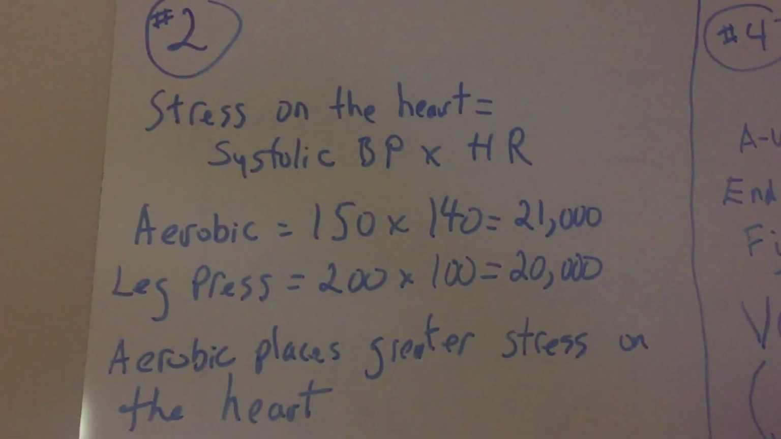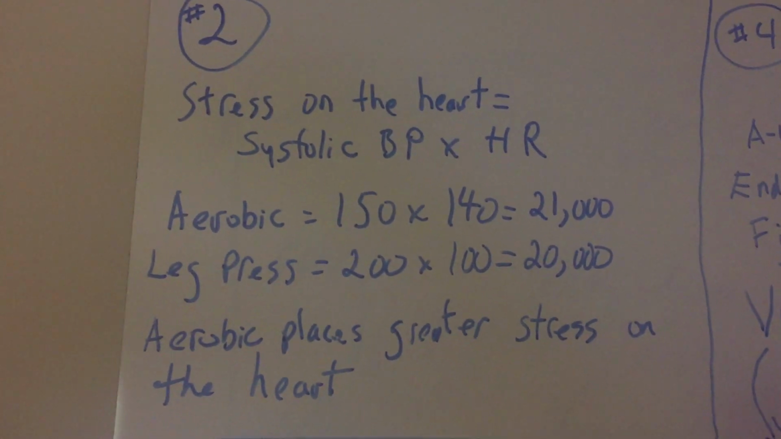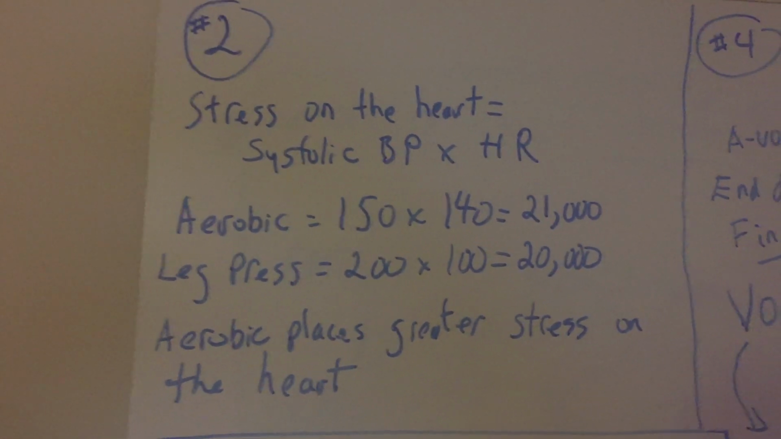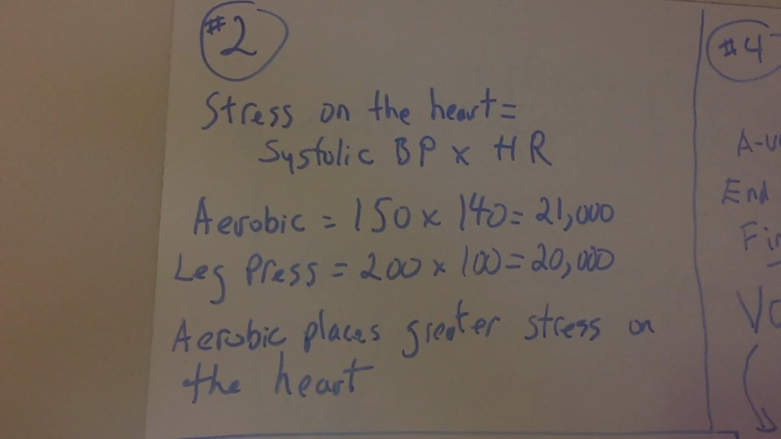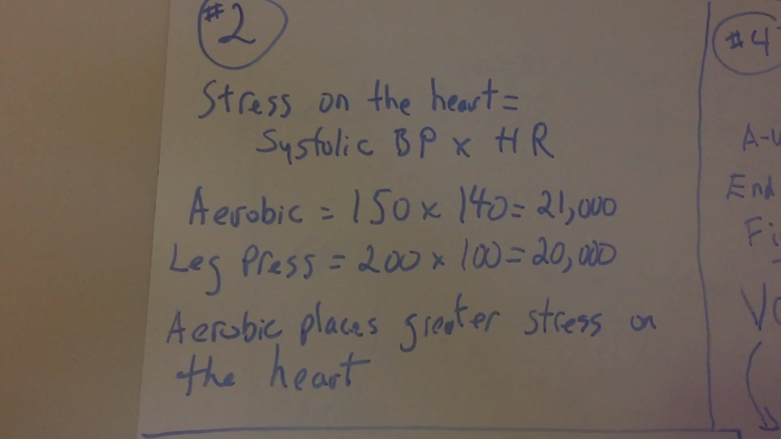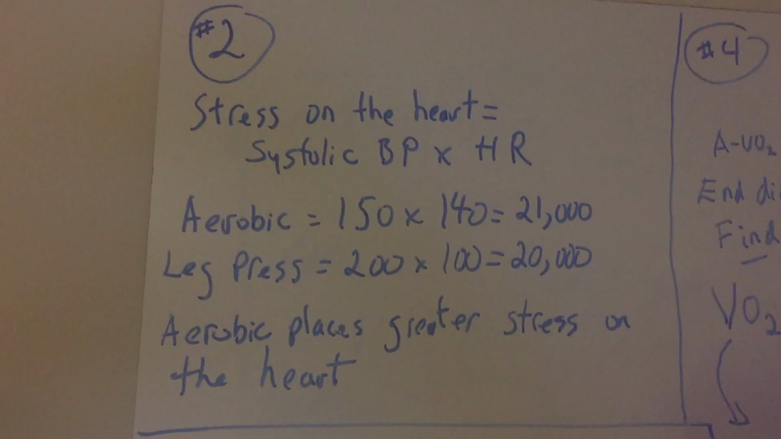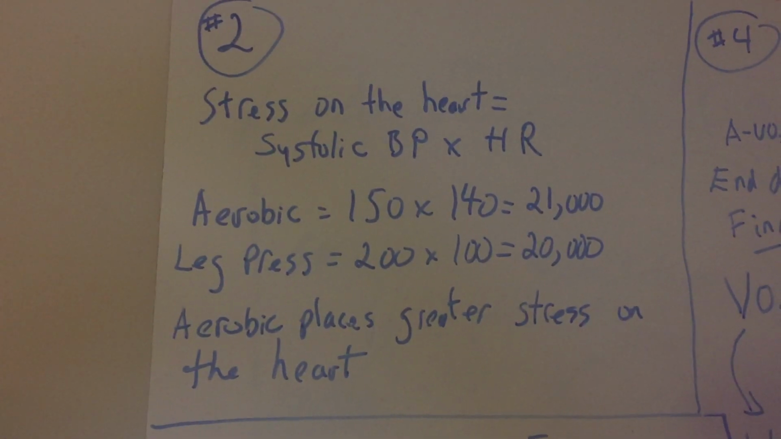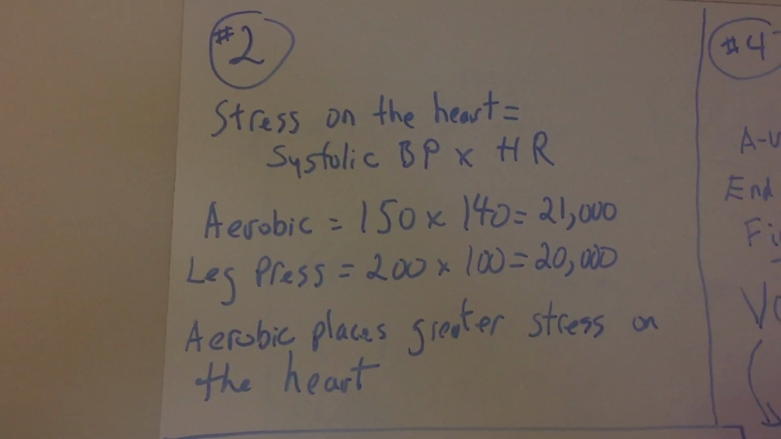So that first question asked about stress on the heart. And to determine the answer here, you have to determine what's called the rate pressure product, which is your systolic blood pressure multiplied by your heart rate. So you can see in the aerobic exercise session that Sasha did, her systolic blood pressure was 150 millimeters of mercury. Her heart rate was 140. So you multiply those two together, you get a number of 21,000.